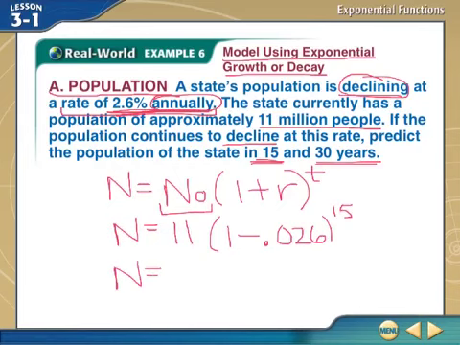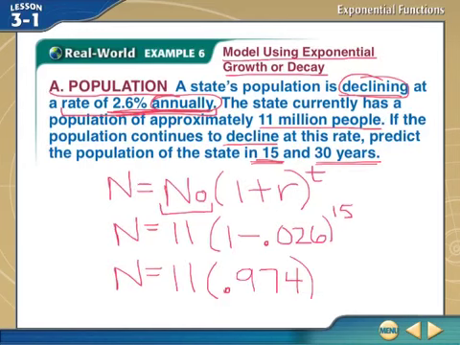So the number of people in this state is going to be 11 million times, if I take away 2.6%, that's going to be 1 minus 0.026, which gives me 0.974 raised to the 15th. So if we're looking at this, basically what we're saying is that each year the state is only retaining or keeping 97.4% of its current population.